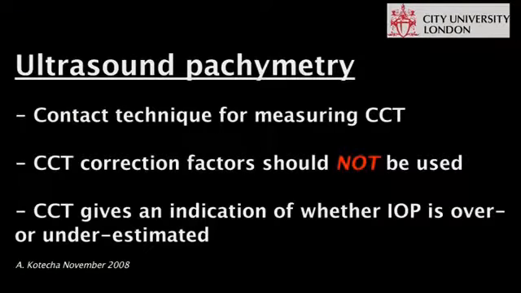Ultrasound pachymetry is a contact technique for measuring CCT. In your lectures, we will discuss how corneal thickness measurements are used to evaluate the IOP measure. But suffice it to say, using nomograms to correct for the corneal thickness effect on the IOP measurement is neither valid nor useful. The central corneal thickness measurement should only be used to give you an indication of whether your IOP measurement is relatively over or underestimated.